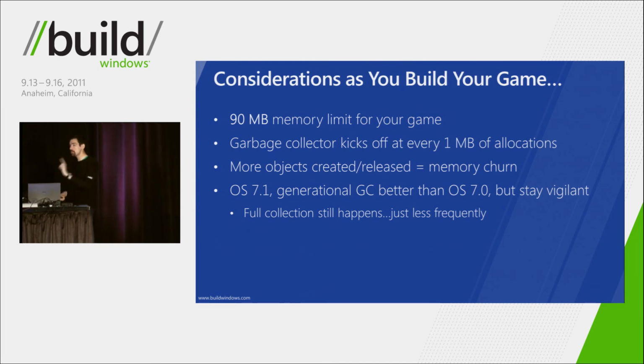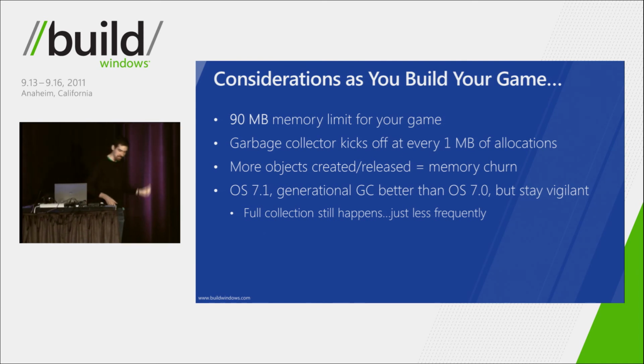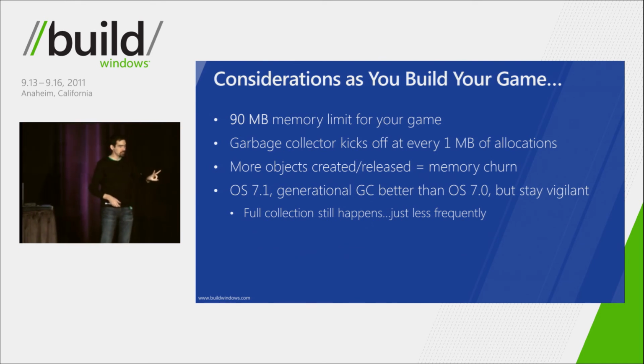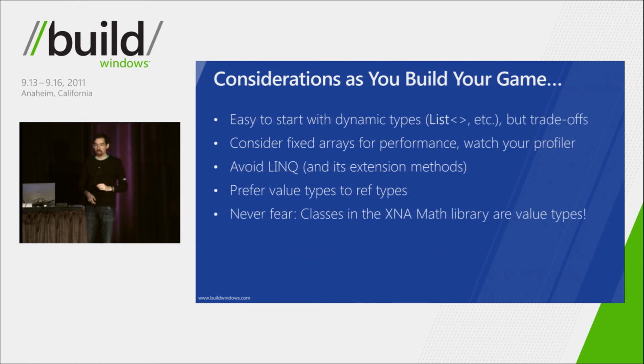The more objects that you create and release dynamically, the more churn. There's no way around that. So think about fixed arrays. Think about not using those dynamic lists as much. This is a performance thing. It's important. Folks have heard about a generational garbage collector in Mango. Yes, there is. The 2-generation generational GC. It just means that there are less frequent full collections, but they do still happen. It's not a panacea. Consider fixed arrays.